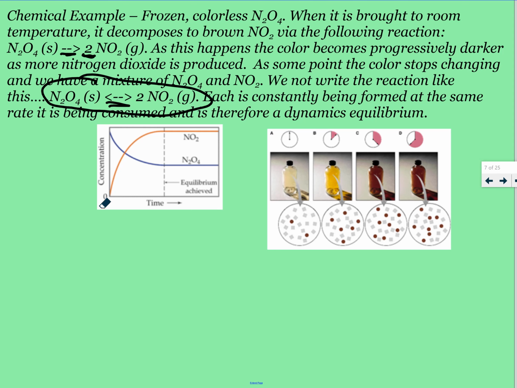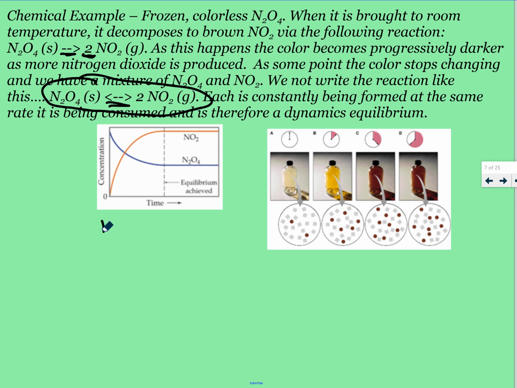We should notice that NO2's concentration at the beginning was 0. We should notice that NO2's concentration increases. We should notice that N2O4's concentration decreases. When we get here, they're both at a constant concentration, because no longer does that concentration change. It's important to note that since it's equilibrium, this is still being used up and this is still being made, but this is also being used up to make this. And so there's that equilibrium going on.